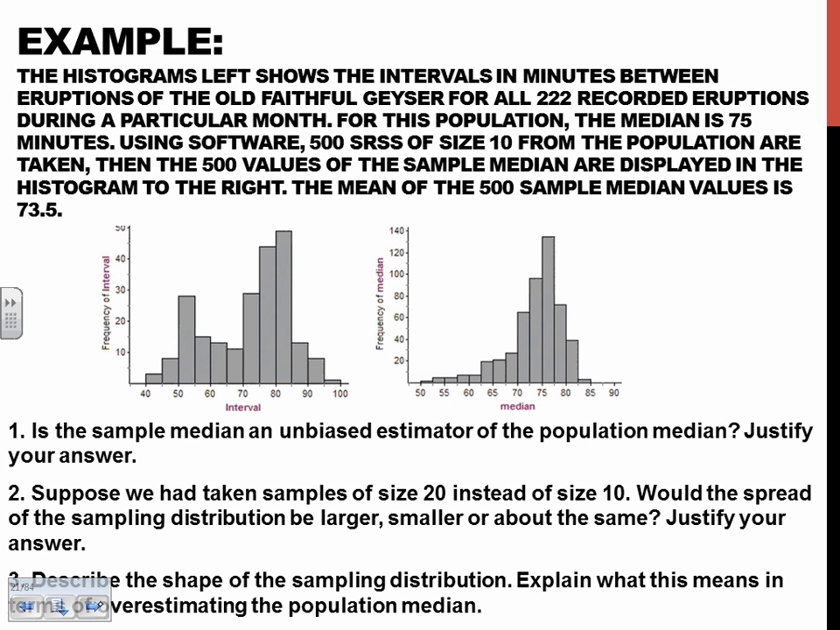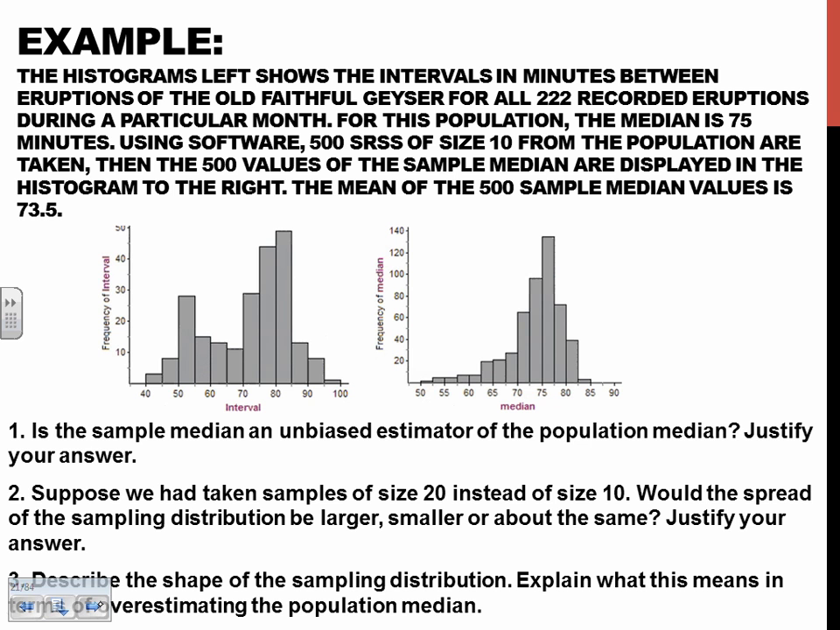The histogram on the left shows the intervals in minutes between eruptions of Old Faithful, the geyser, for all 220 recorded eruptions during a particular month. That's a lot for a month. All right, for this population, the median is 75 minutes. Using software, 500 SRSs of size 10 from the population are taken. Okay, anyway. Then the 500 values of the sample median are displayed in the histogram to the right.